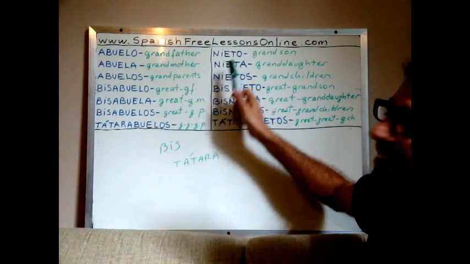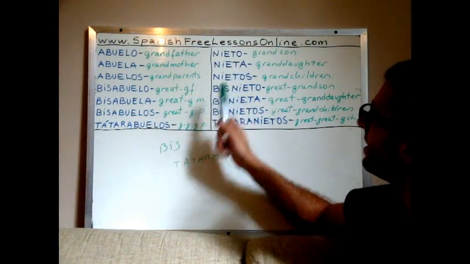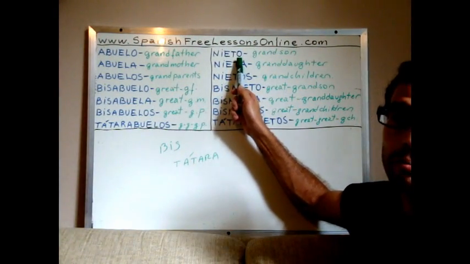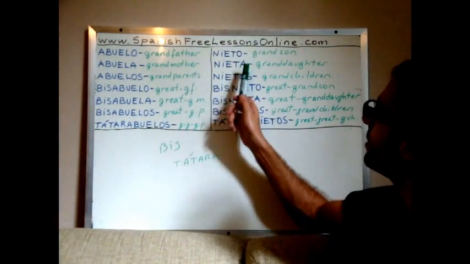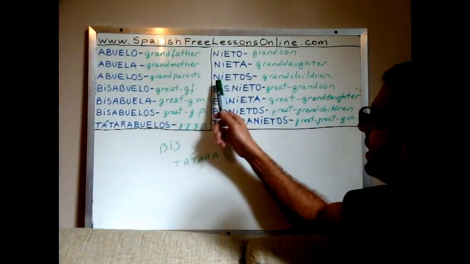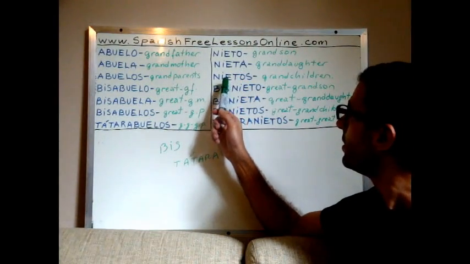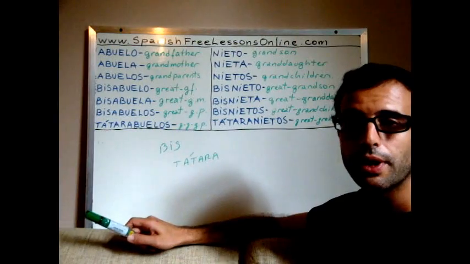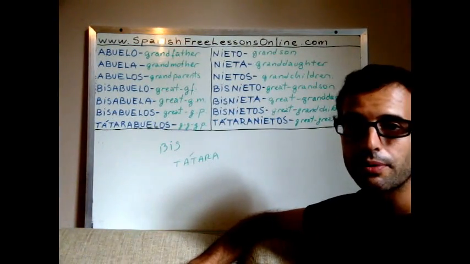So nieto is the grandson. Nieta is the granddaughter. So ending in O is the boy, ending in A is the girl, right? Masculine, feminine. Nietos, as usual in Spanish, you take the masculine, you turn it into the plural, and then you have nietos, the grandchildren, okay?